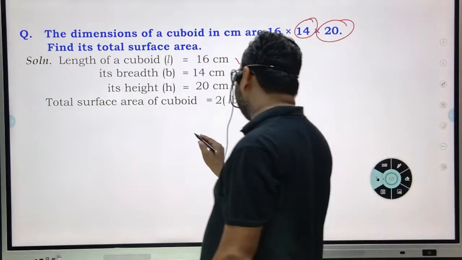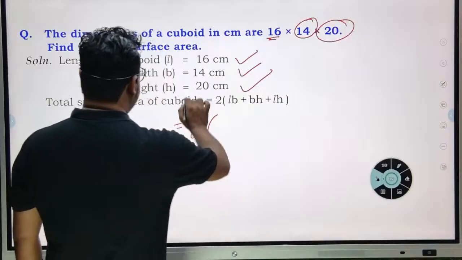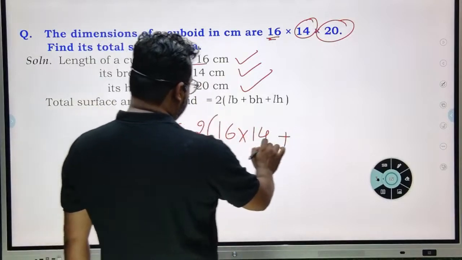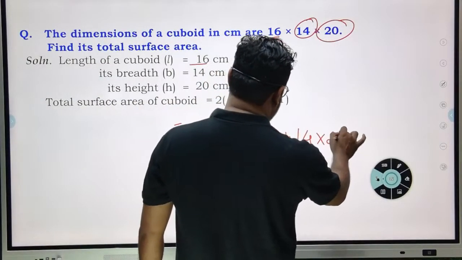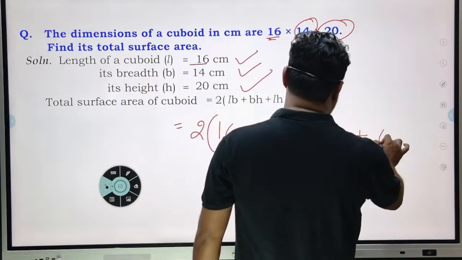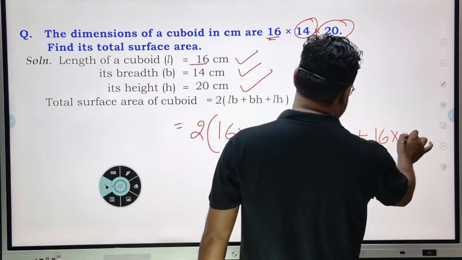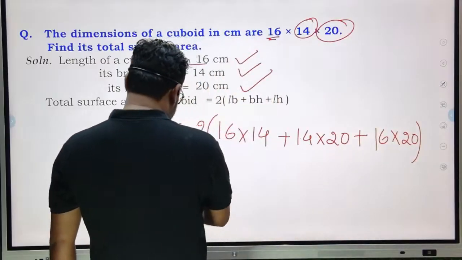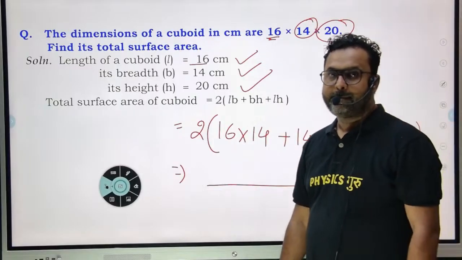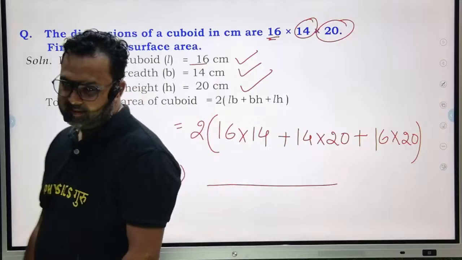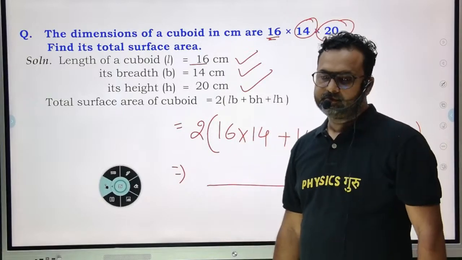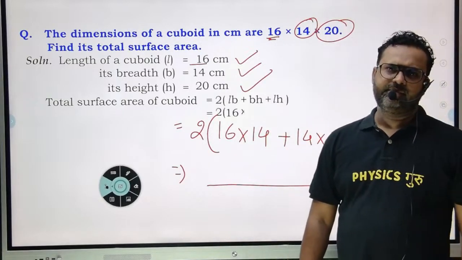Now simply substitute the values. So 2 times of length times breadth. What is length? Length is 16 times breadth. Breadth is 14, plus breadth times height. So 14 times height. Height is how much? 20. Plus length into height. What is length? Length is 16 times height. Height is how much? 20. 16 times 20. Now simplify. Tell me the answer, how much you are getting. Simply multiply. Put the values.